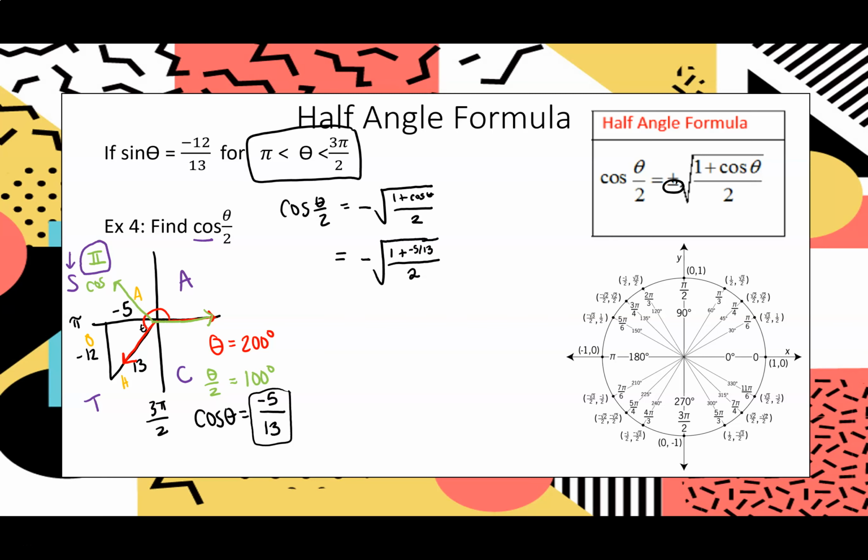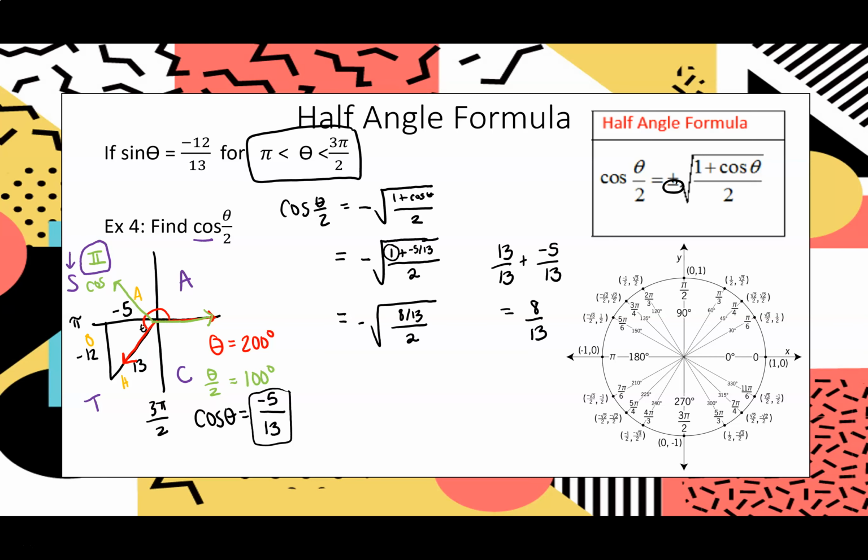Okay, let's go ahead and combine that numerator. So I'm going to say 13 over 13. Why did I say that? Well, I've got a 1 right here, right? And then I've got to add a negative 5 over 13. Well, that's going to give me 13 minus 5, which is 8 over 13. So this is going to be equal to the square root of 8 over 13 divided by 2. And don't forget my negative.